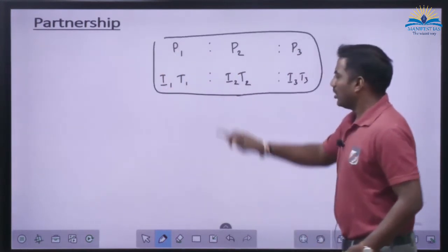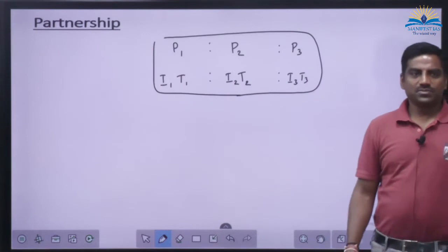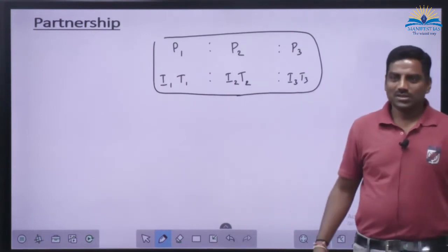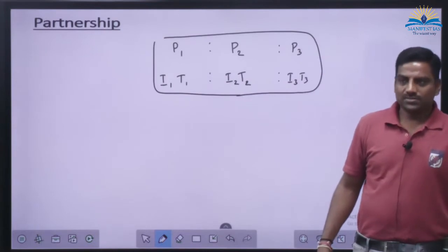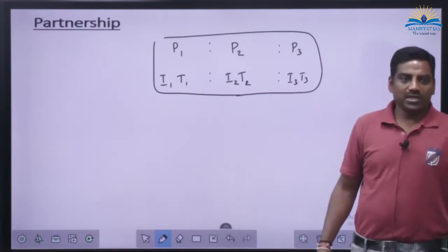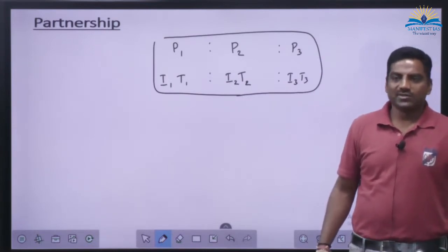This is the only formula that we use for partnership. It is not even a formula; this is just a general understanding. Your profit share is as per your investment and as per your time investment.